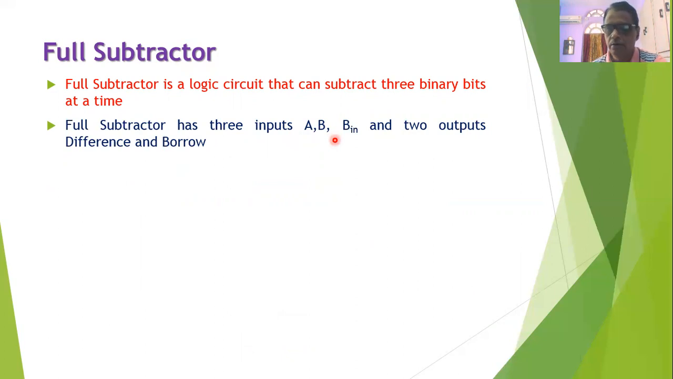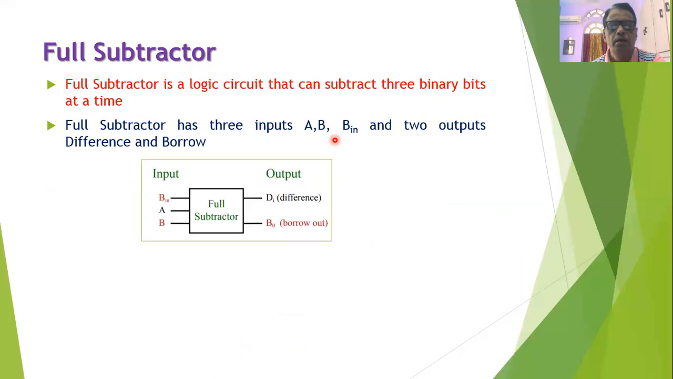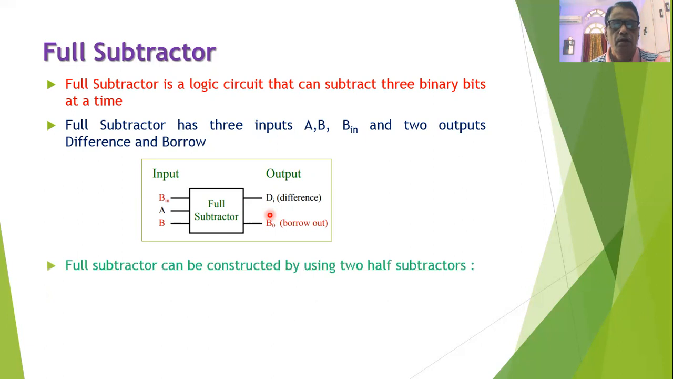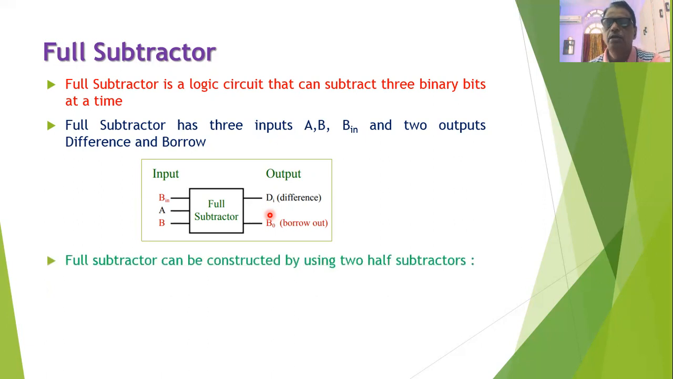Therefore, the full subtractor circuit will have three inputs A, B, and borrow input B in, and it has two outputs, difference and borrow output. As shown in this block diagram, a full subtractor circuit will have the three inputs A, B, and B in, and it will have the outputs difference D and borrow output BO. A full subtractor circuit can easily be constructed by using two half subtractor circuits. Whenever we want to construct the full subtractor circuit, we can construct it by making use of two half subtractor circuits.